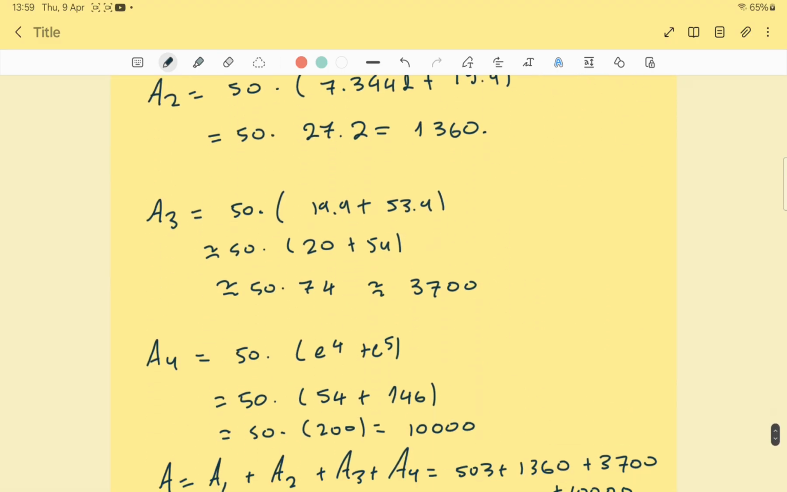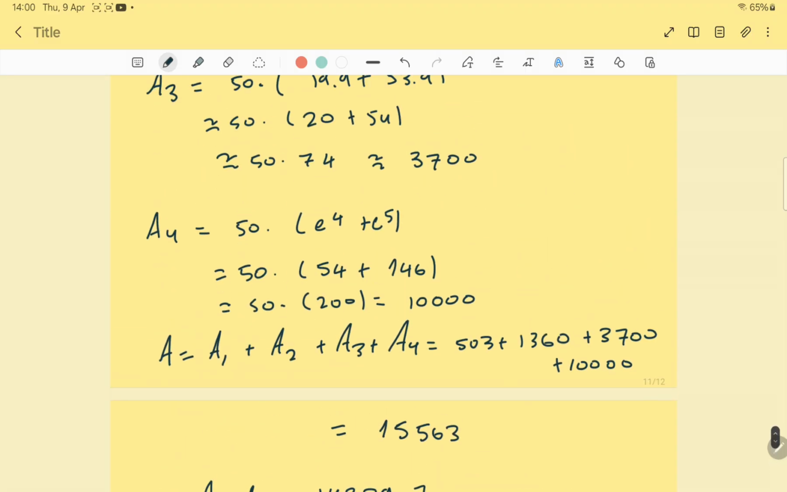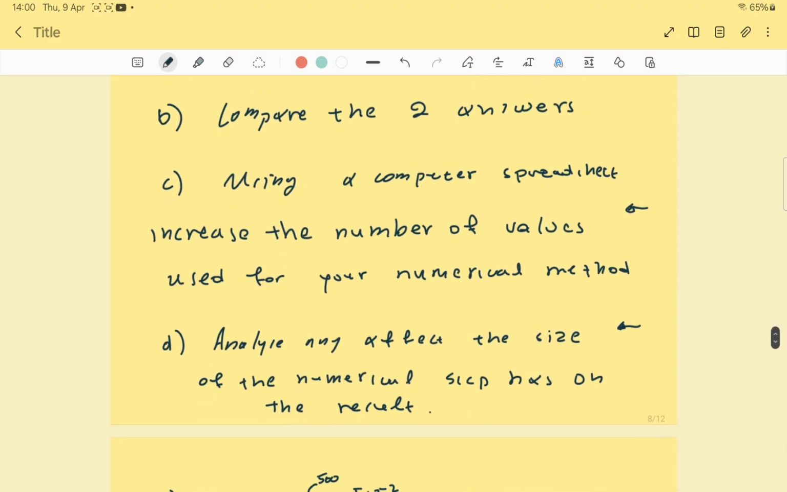Now for C, you can use Desmos. Type trapezoidal rule. And this will give you the opportunity to do this using software. I think it's easier and less painful than doing all these computations.